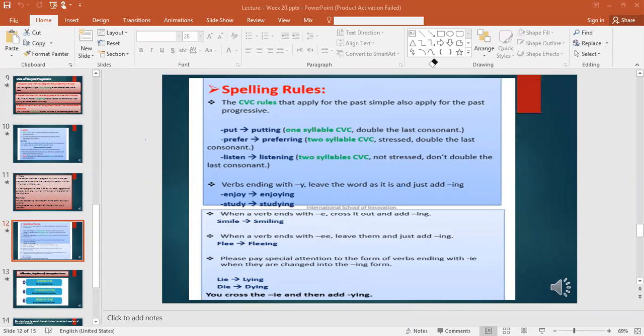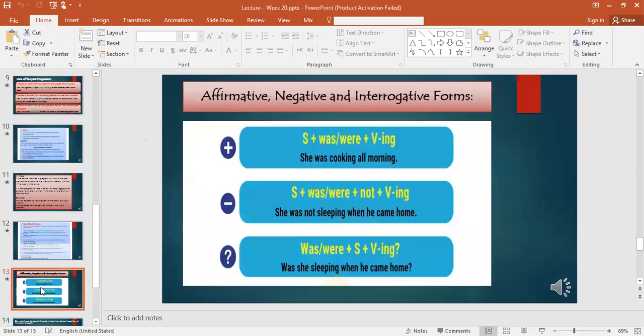Okay, let's move to the affirmative, negative, and interrogative. How to form the negative form and how to form the interrogative form. The negative, guys, before I start with the examples, is always the opposite. The interrogative is a question.